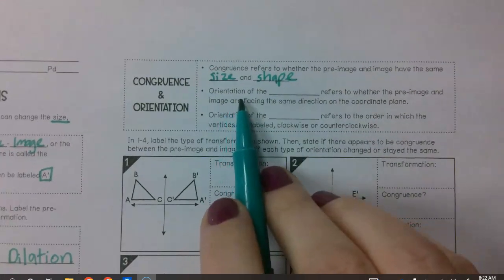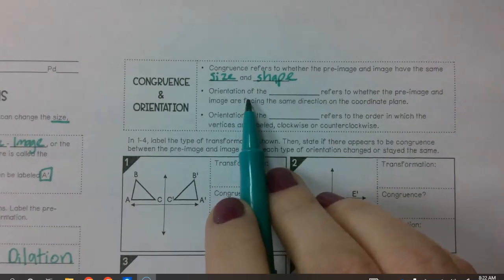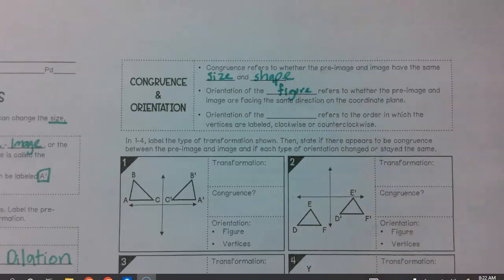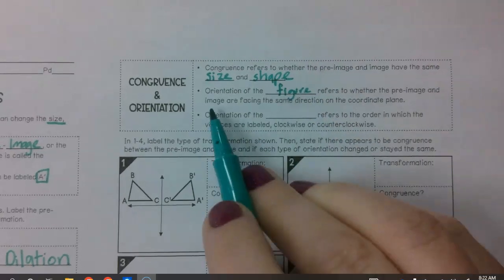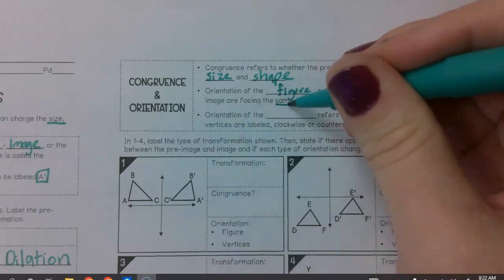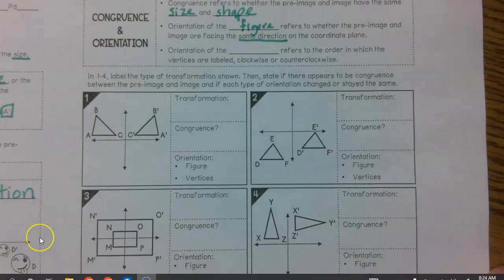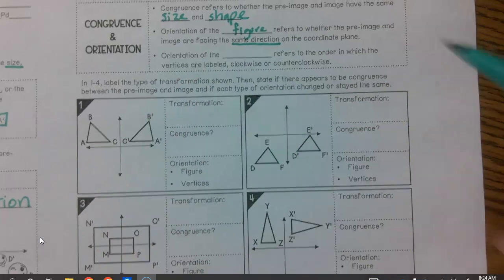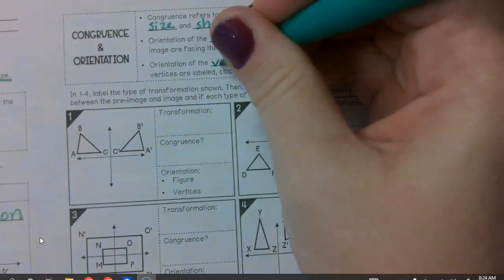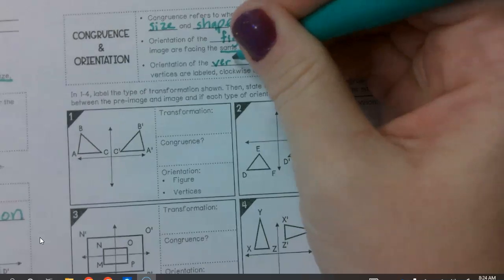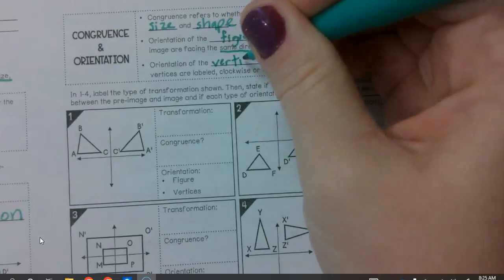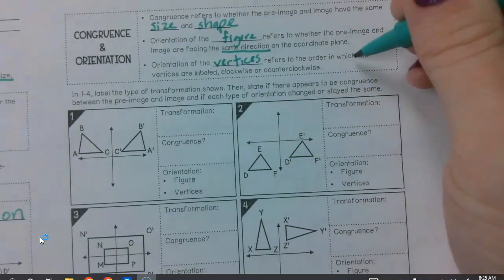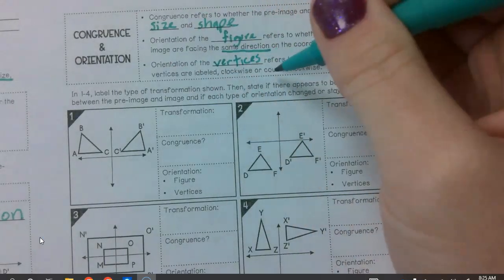The orientation of the shape of the figure refers to whether the pre-image and the image are facing the same direction. I'm just going to underline that right there. And last, the orientation of the vertices. Ooh, that's a fancy word. We might need to define that as well. Vertices refers to the order in which the vertices are labeled, clockwise or counterclockwise.